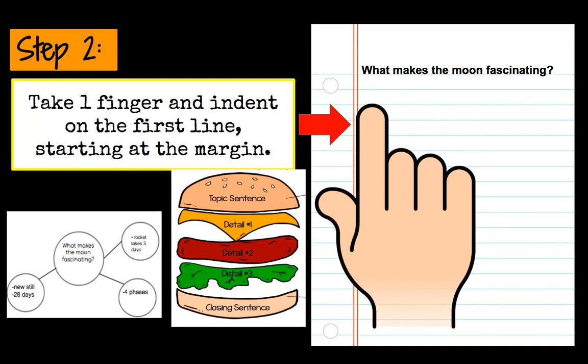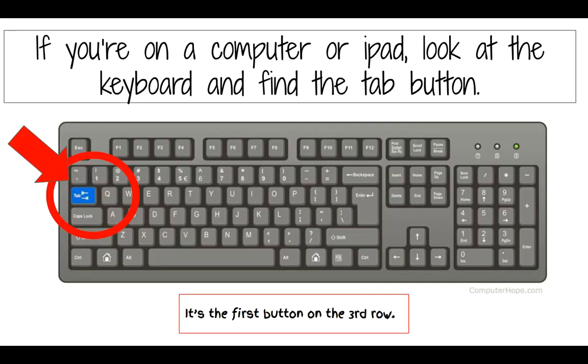Step 2. Take one finger and indent on the first line starting at the red margin. If you're not using pen and paper and you're on a computer or an iPad, look at your keyboard and find the tab button. It's the first button on the 3rd row. If you press that button one time, it'll indent for you.